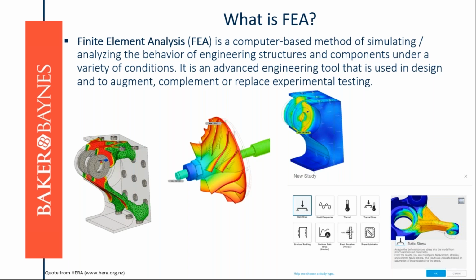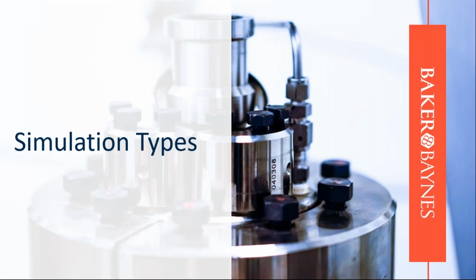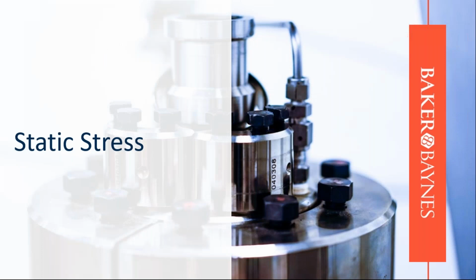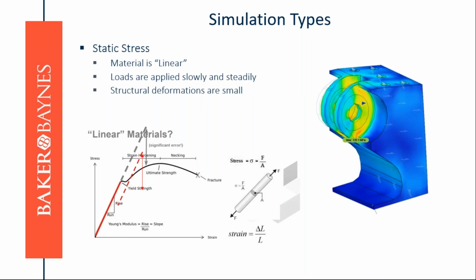Looking at the simulation types that we have available in Fusion itself, we've got static stress, modal frequency, thermal stress, structural buckling, non-linear static stress, event simulation, and of course shape optimization. Now, if we look at static stress itself, we jump straight in. You'll find under simulation types a little graph that explains it slightly with a bit of a formula on it. So with static stress, the material is linear, loads are applied slowly and steadily, and structural deformations are pretty small. Then we would use a static stress analysis.